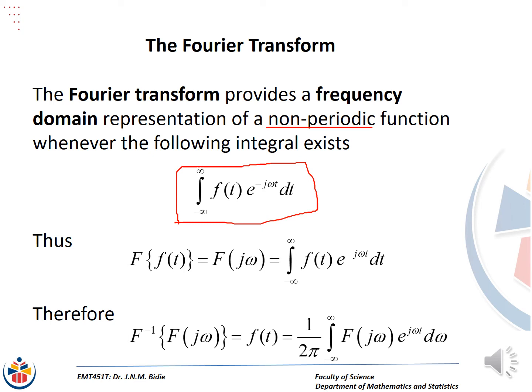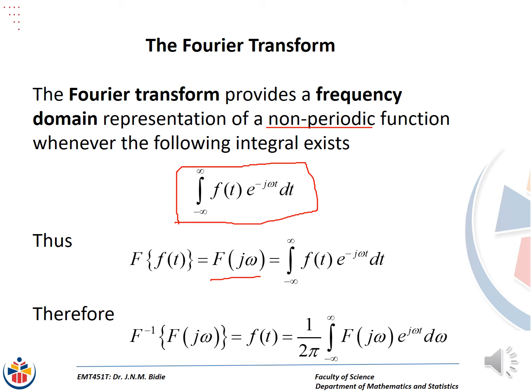So we have the integral from minus infinity to infinity, f of t e to the power negative j omega t dt. And therefore it's known as the Fourier transform. Note that the Fourier transform symbol is F of j omega. So that means all the answers that we get are a function of j omega.